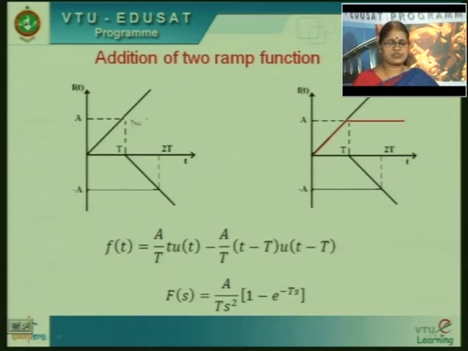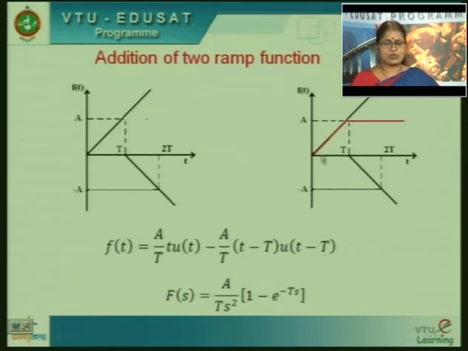So, the equation of this first function is (a/T) t u(t). Now, let us assume that I have a negative ramp function with negative slope and it is time delayed by time period T. Just now we saw in the previous slide what is the equation of this waveform. The equation of this waveform is minus a by T, that is the slope of this line, minus a by T into (t minus T) into u(t minus T).